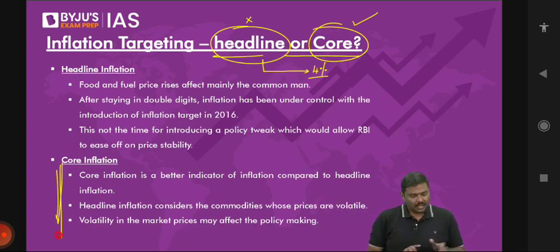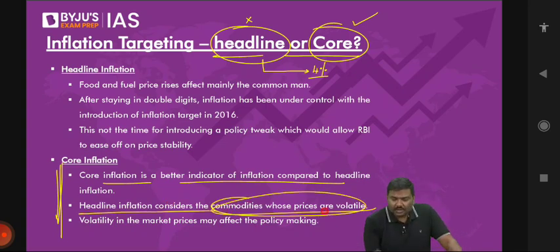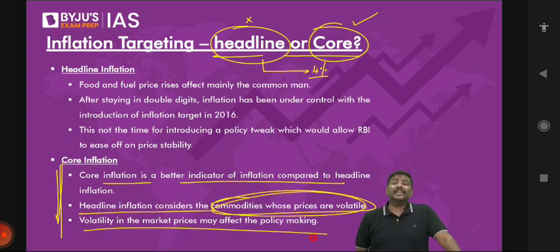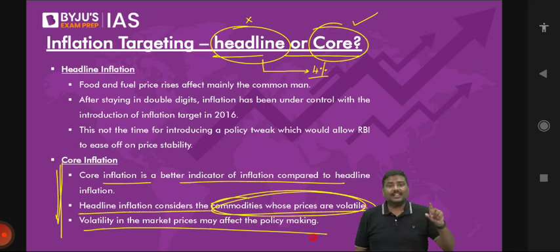Use it. Second one is headline inflation considers all those commodities whose prices are volatile in nature, exclude them. And whenever there's volatility in the policy making, whenever RBI itself keeps on changing the policies very often like this, that creates uncertainty, that creates a problem in the minds of investors. So rather than using headline, we should always use core. That is one side of the argument.